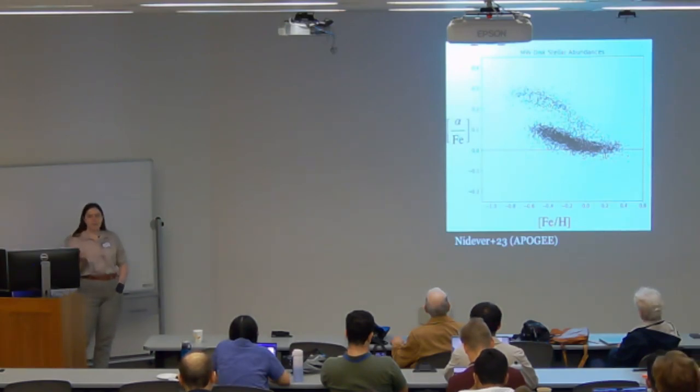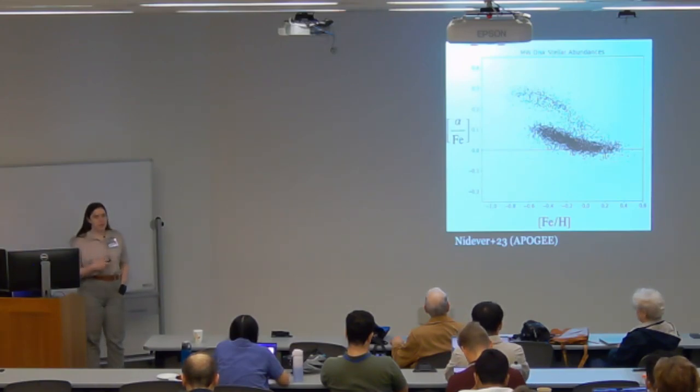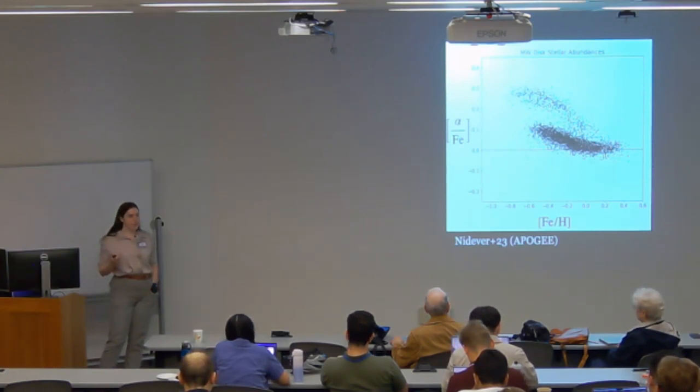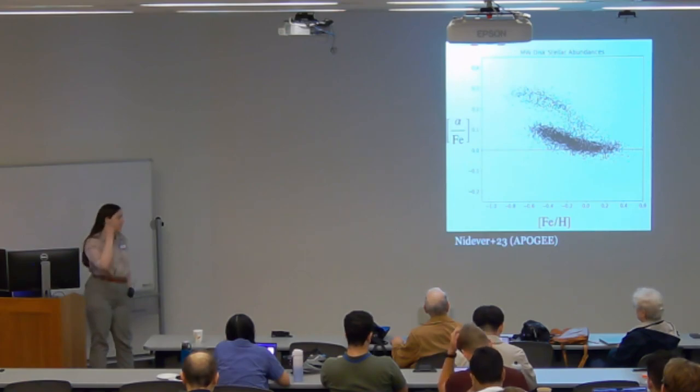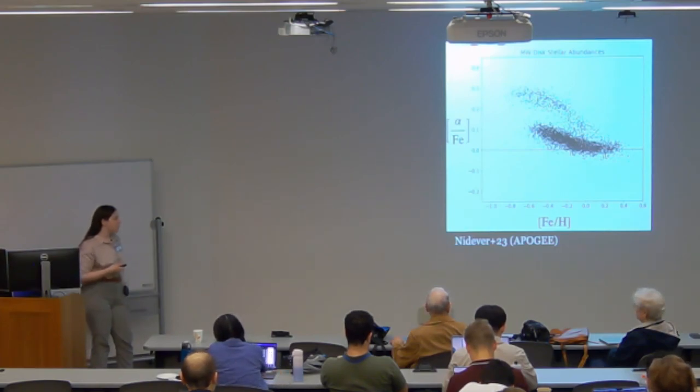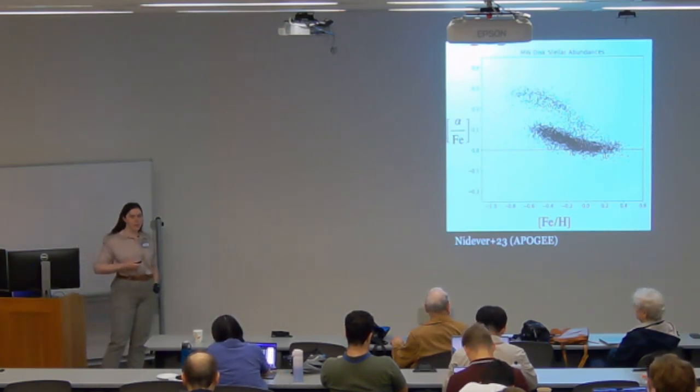So first, what exactly do I mean by this alpha bimodality? Hopefully many of you are familiar with this plot, but just in case you need a refresher or haven't seen it before, this plot shows some different relative element abundance ratios in the Milky Way. This is APOGEE spectroscopy data of actual stars. Each point is one star in the Milky Way.